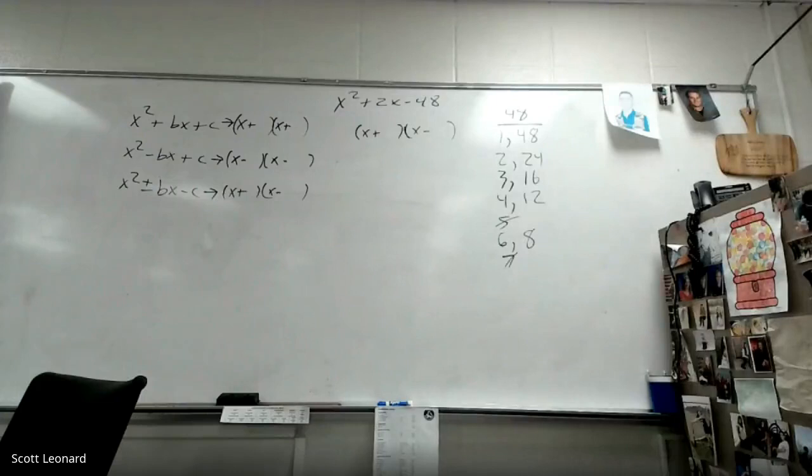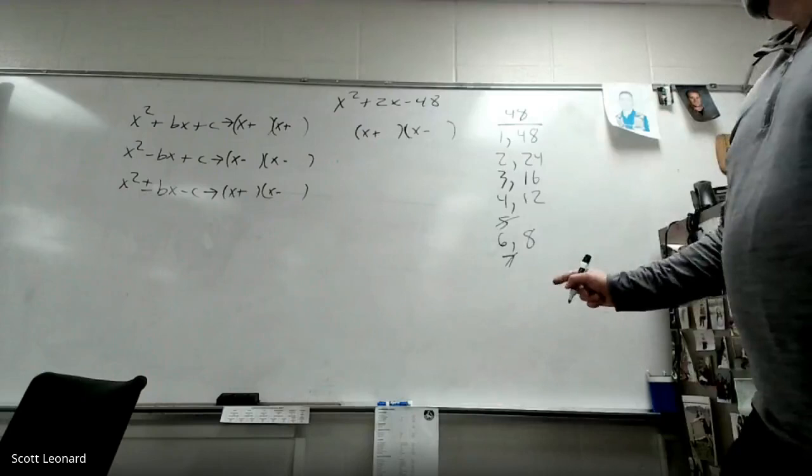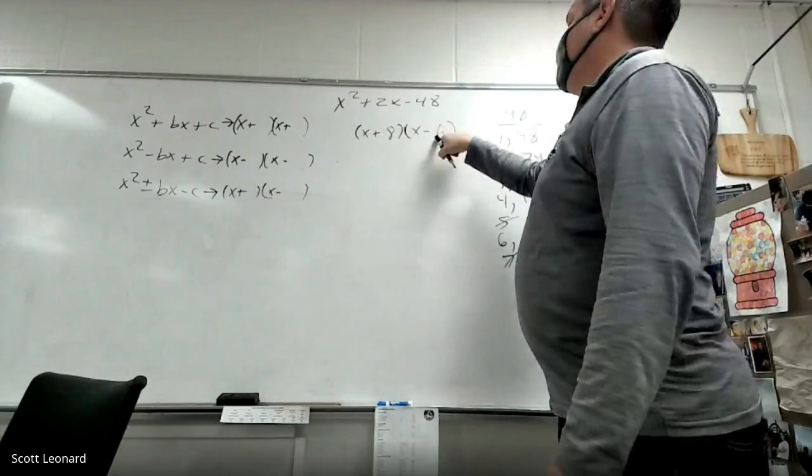How do I get a positive 2 out of this set of numbers? So take a look. 1 and 48, 2 and 24, 3 and 16, 4 and 12, 6 and 8. Which one do I make positive? I need the 8 to be the positive one and the 6 to be the negative. Positive 8 plus negative 6 gives me a positive 2. We good? All right.